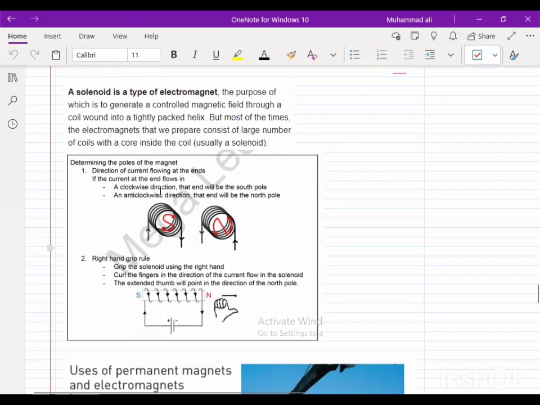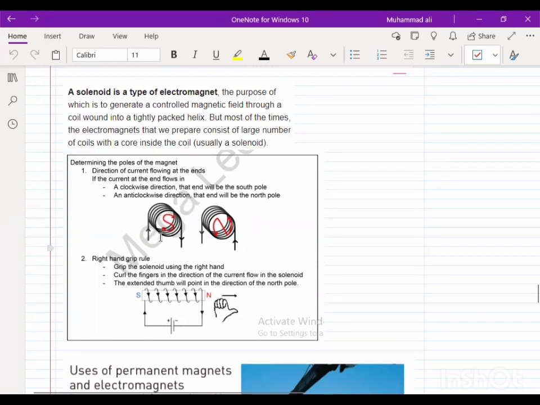If the current at the end flows in a clockwise direction, that end will be the south pole. So we know that if you look at a clock, you can identify clockwise and anti-clockwise. If you see the current moving in a clockwise direction, then that is going to be my south pole. But if you see the current flowing in an anti-clockwise direction, then that is going to be my north pole, right? So you just need to know the direction of current, whether it's anti-clockwise or clockwise. If clockwise, then south pole. If anti-clockwise, then north pole. So this is how you can identify.